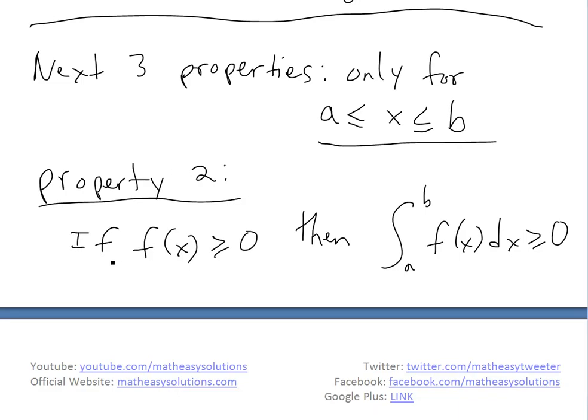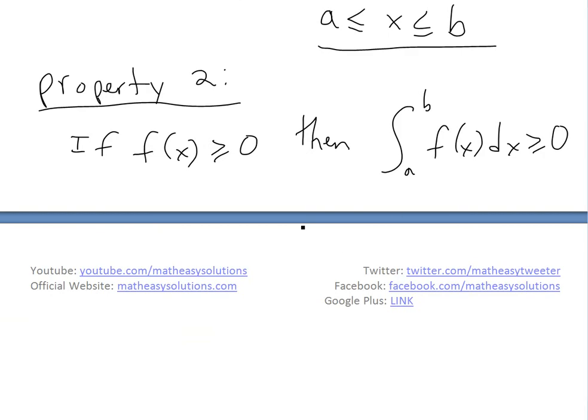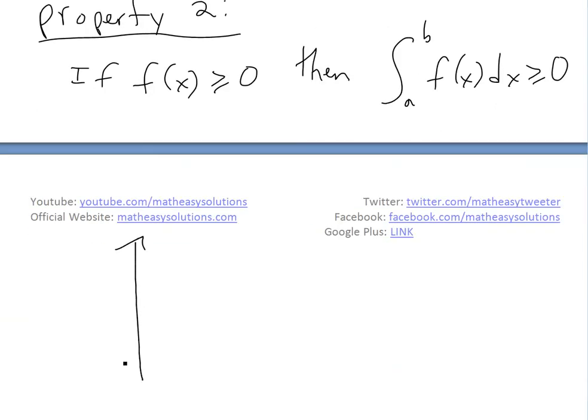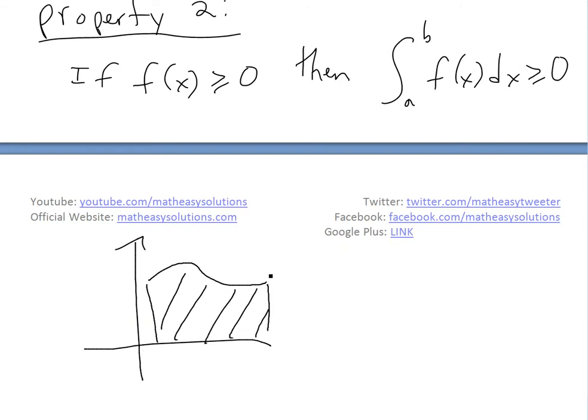Basically, if f of x is greater than 0, then the integral from a to b of f(x) dx, remember a is less than b in this case, has to be greater than 0. This one is pretty easy to see visually. The function is going to be above 0 everywhere, so the integral is going to be a positive number, which is the area under the graph.